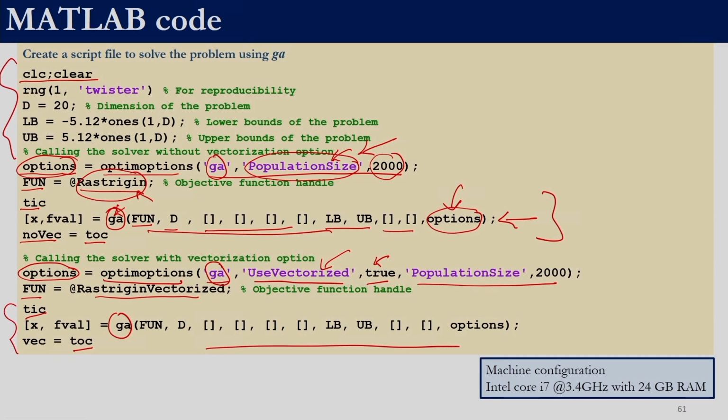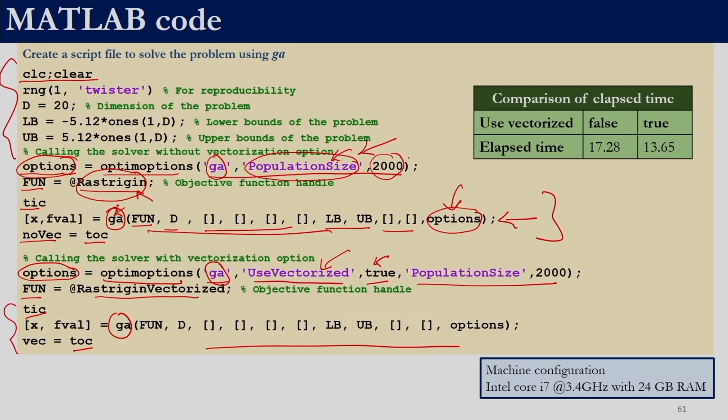If you look at the performance, depending upon your problem complexity and the population size, you can get reasonably quicker results. Without vectorization it required 17 seconds on a machine of this configuration, whereas with vectorization it required only 13.65 seconds on this particular machine. So, as you can understand, it is good to have vectorized code.